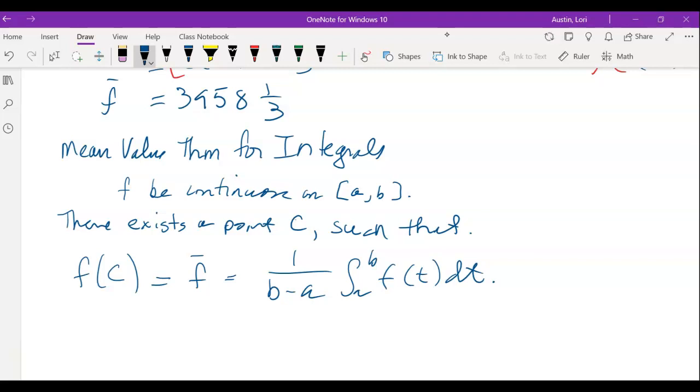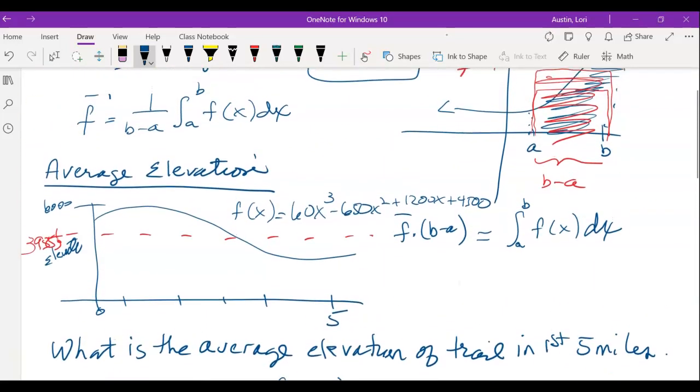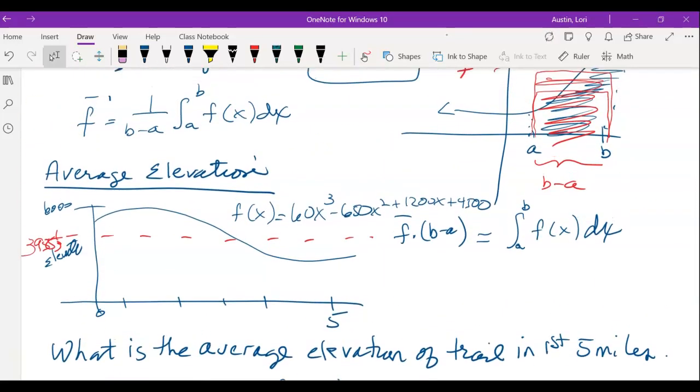So when you come back up here, I'll scroll back in a second, that's saying somewhere between 0 and 5, it appears to be right there. Do you see it? There's a c value where f of c actually equals 3,985 and a third. That's it.